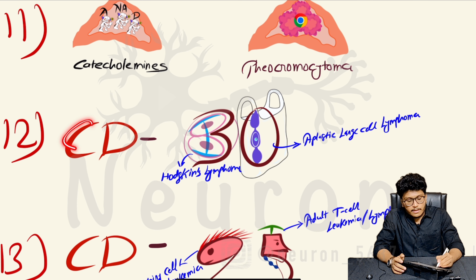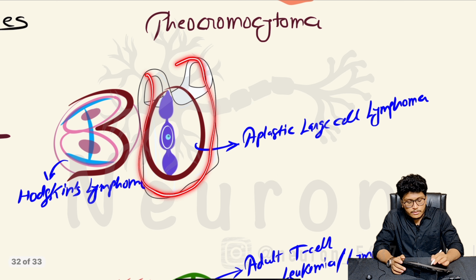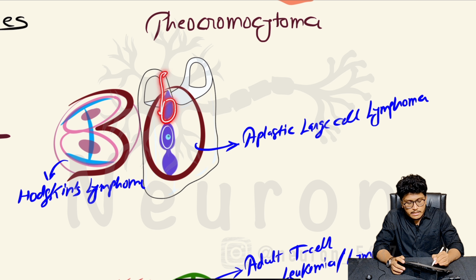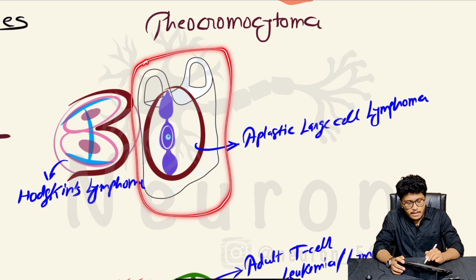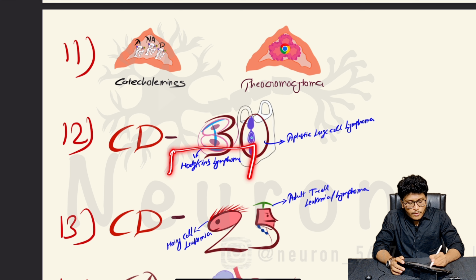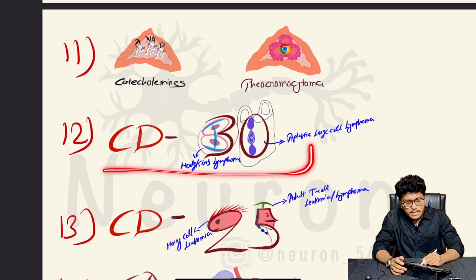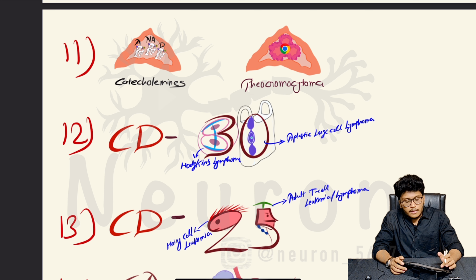This is CD30. As you can see, CD30. Now the 3 here has the shape of a Reed-Sternberg cell, which is seen in Hodgkin's lymphoma, and this is a plastic bag, so anaplastic. These are the large cells and this chain is indicating lymphoma. So anaplastic is anaplastic large cell lymphoma. So you can remember that in Hodgkin's lymphoma and in anaplastic large cell lymphoma the tumor marker will be CD30. Now let's move to the next tumor marker.